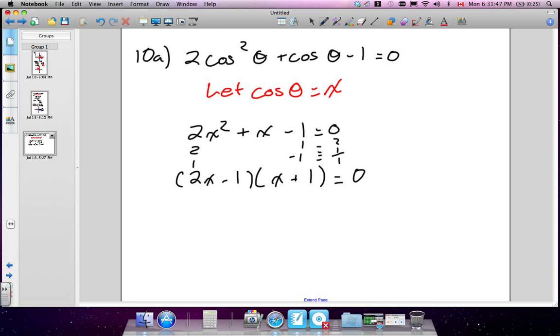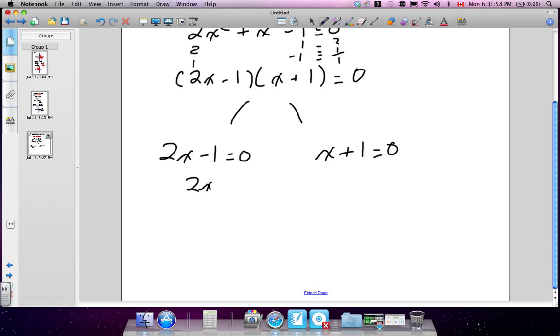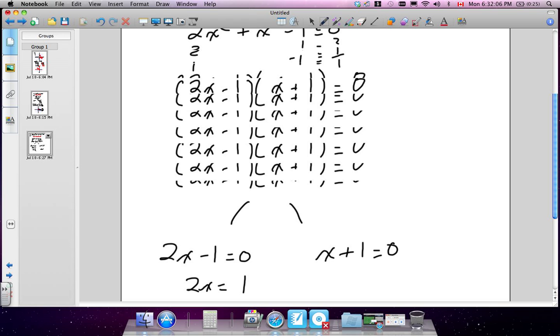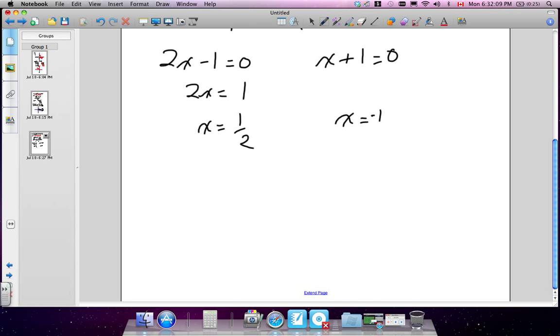So we have this right now. Let's split these. So we get 2x minus 1 equals 0, and x plus 1 equals 0, right? Bring the 1 over, we get 2x equals 1, x is equal to a half, and our other option is x is equal to negative 1. Now, x actually stands for cos, so let's now finally replace that. Cos theta is equal to a half, and cos theta is equal to negative 1, okay?